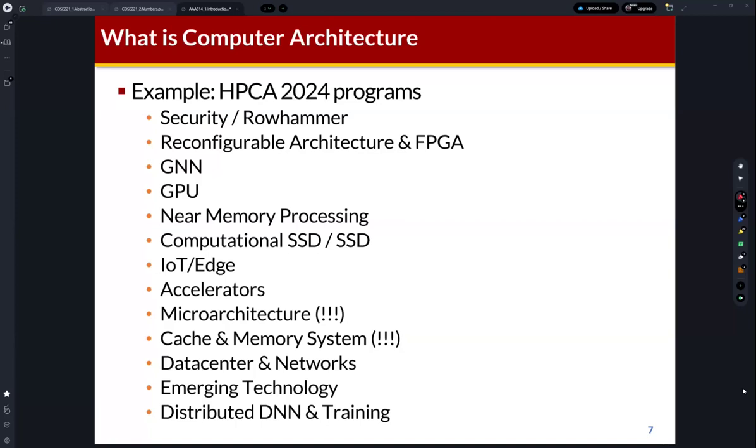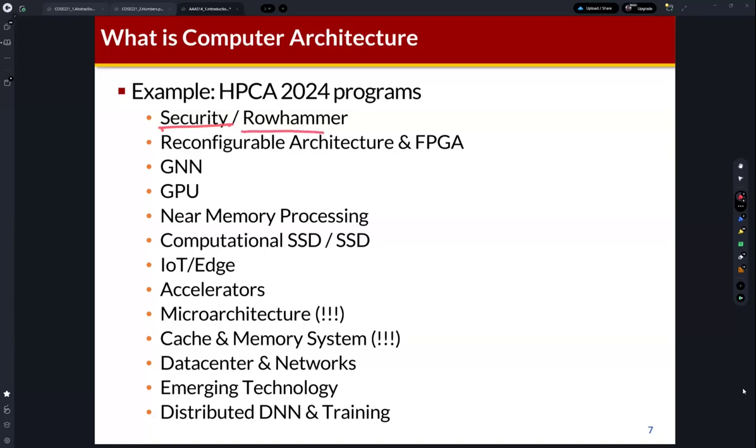And I also added this slide last night because we are in 2024. So this is the program list of HPCA 2024. It was out last week, the previous week. So you can find some new research, new session names, new research topics. Security is okay. Security is also a very important topic, as I mentioned.